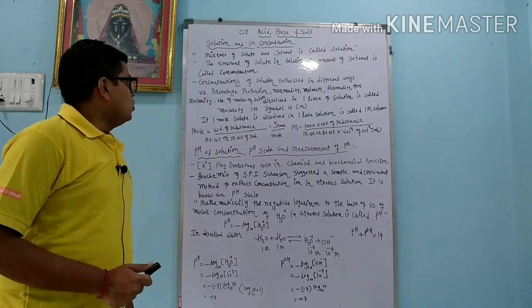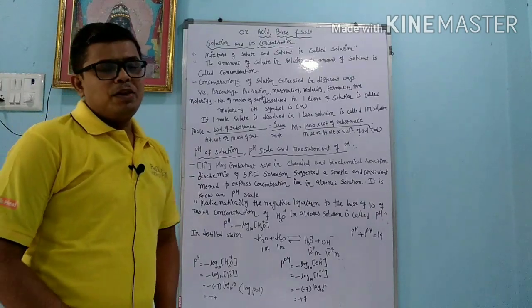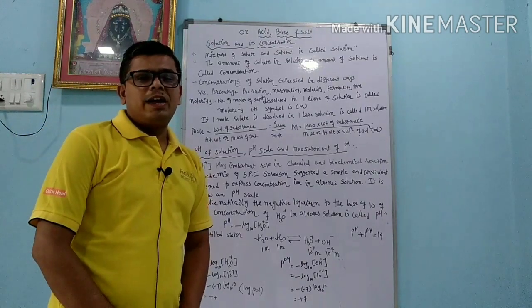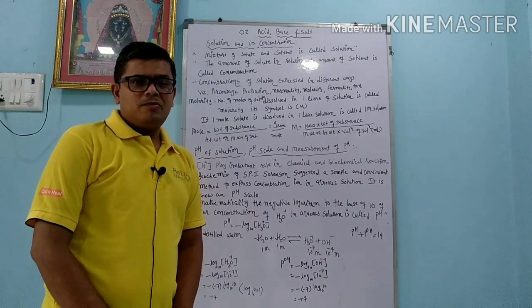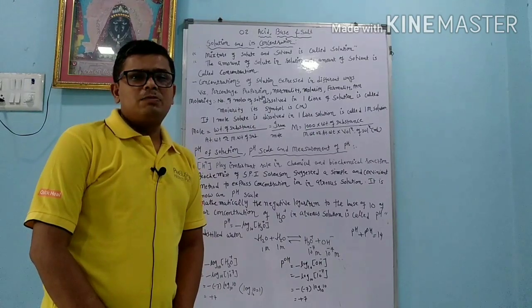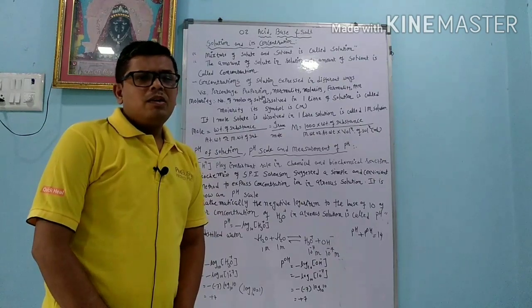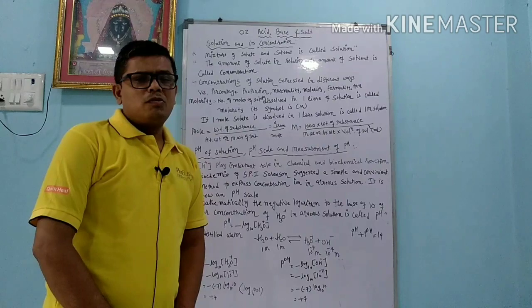Now dear student, we are going to learn about the pH of solution, pH scale and measurement of pH. pH is nothing but the negative logarithm of hydrogen ion or hydronium ion concentration. According to Arrhenius theory, the H plus ion is unstable, so instead of H plus ion we can also write H3O plus ion.